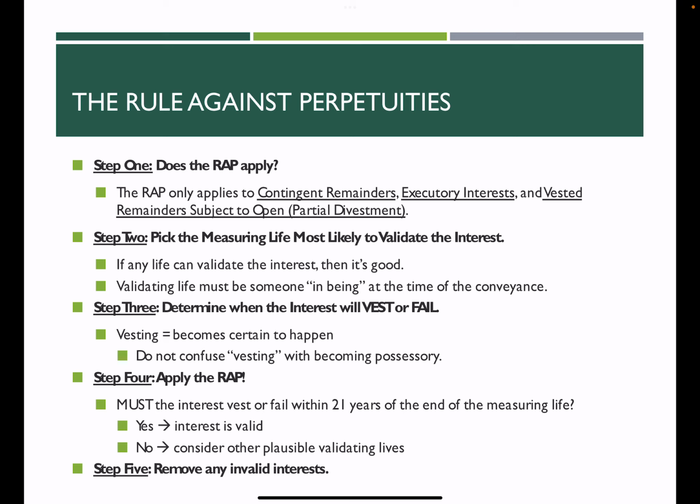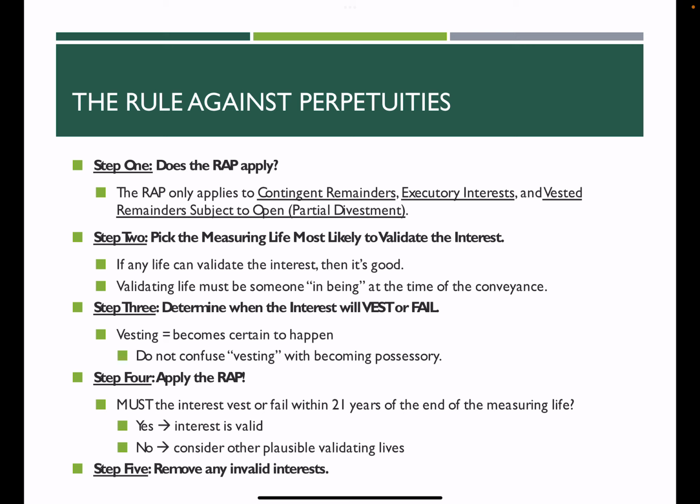So the rule against perpetuities is a rule that tests the validity of contingent future interests. Every future interest must pass the RAP analysis in order for it to be valid and enforceable. Your goal when undertaking the RAP analysis is really just to find a single validating life. So in a nutshell, you want to be able to tell a story where the interest must, not should or could, but must vest within 21 years from the end of some life in being at the time of the transfer. If you're able to show this, then the interest is valid. If you can't, then it's not.